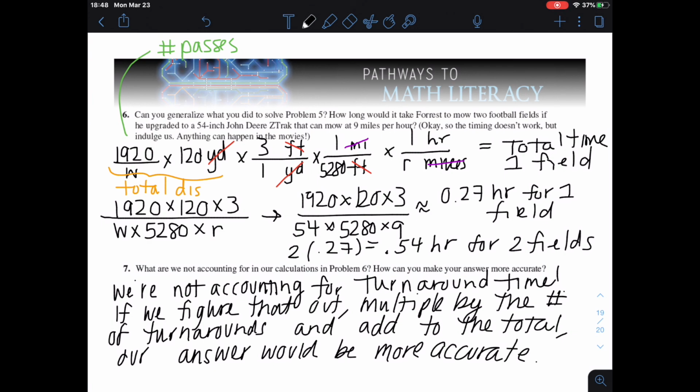Okay, so the only way to get better at these types of problems is really to just practice on your own. So I would highly recommend going through and trying as many more examples as you can.